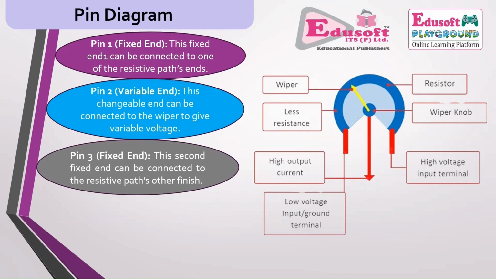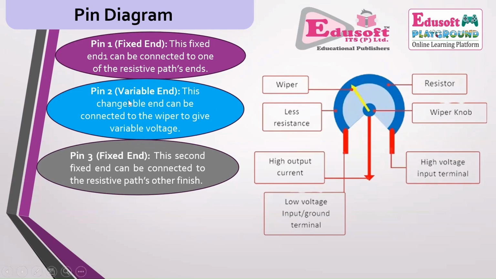So we can see here the pin diagram. In the potentiometer, there are three terminals: first, second and third. Pin 1, or the first terminal, is the fixed terminal and can be connected to one end of the resistive path. This is the resistive element and this is the path of this resistive element. So pin 1 and pin 3, these two pins, are connected with the resistor element.